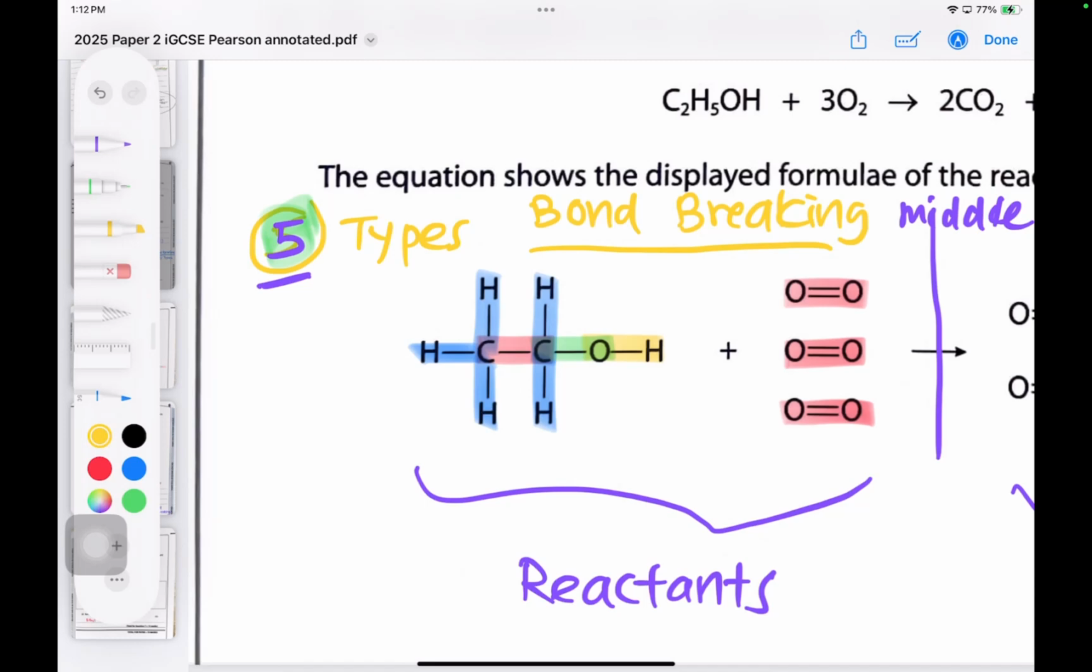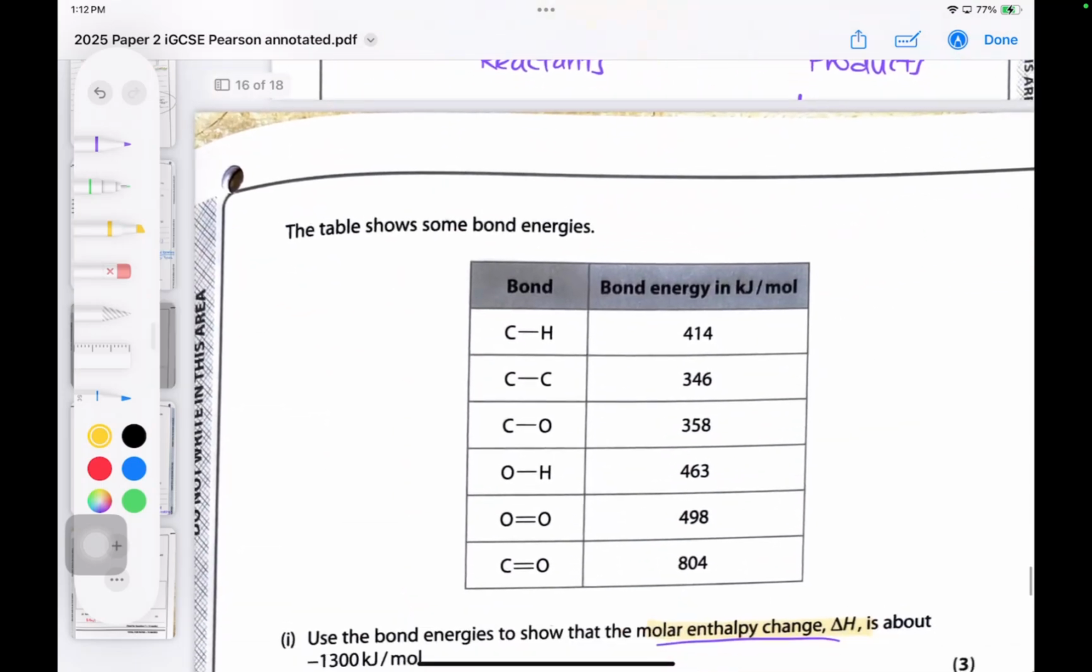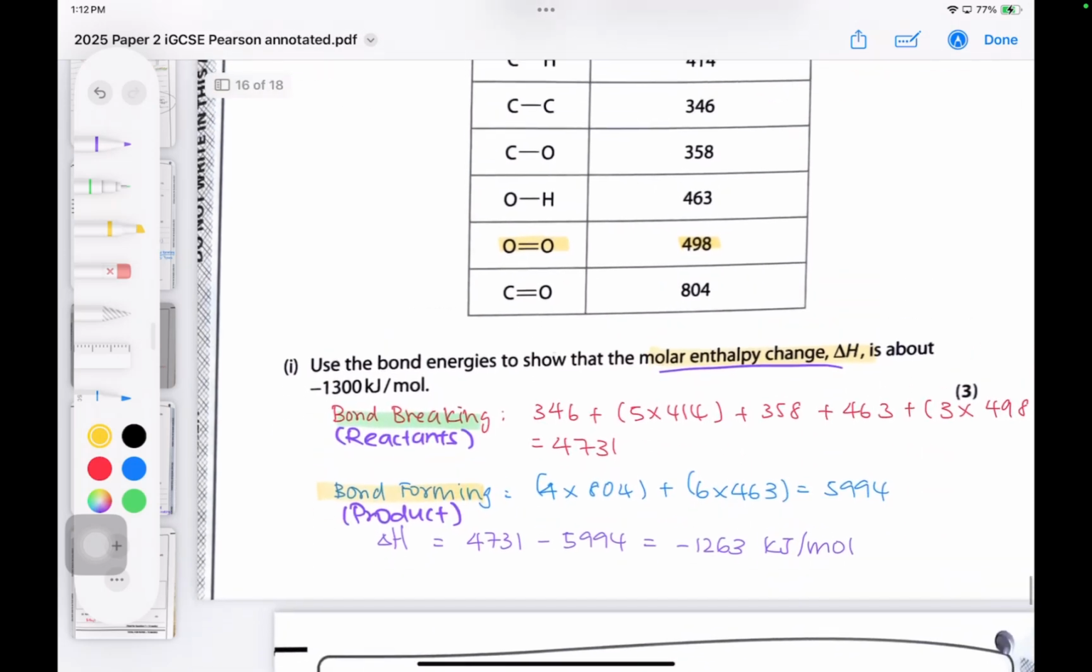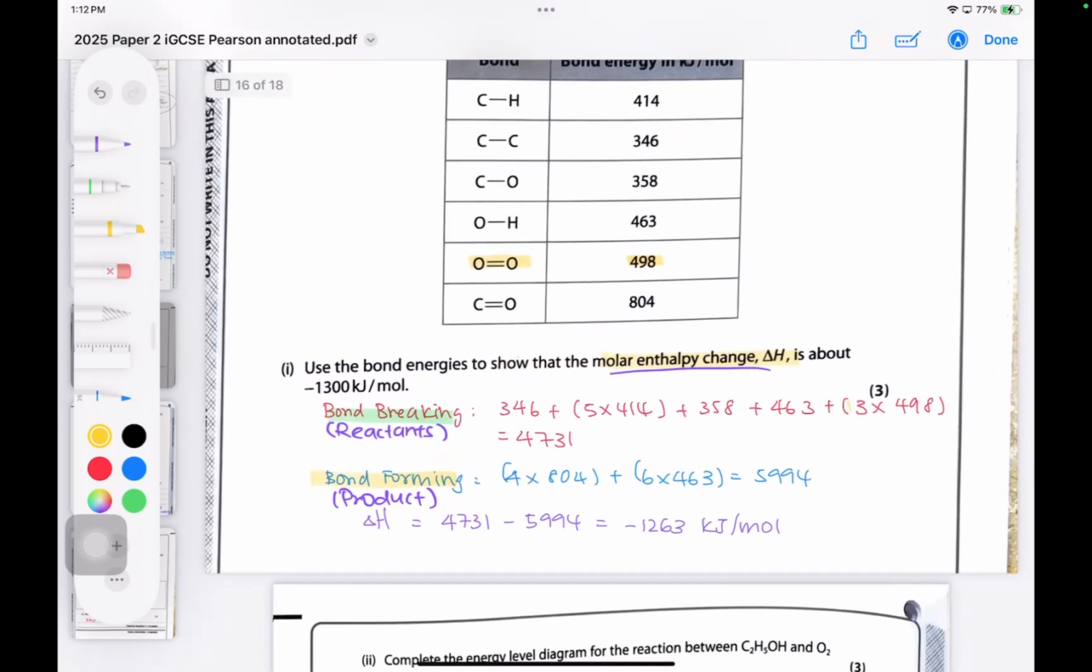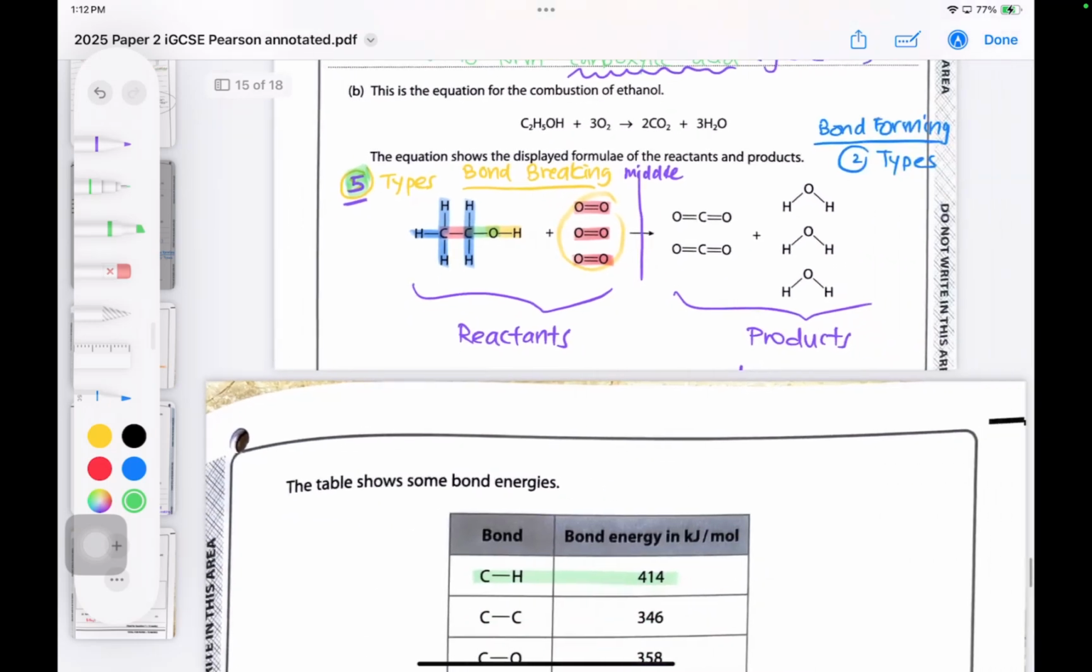So what you need to do is, say for example, you are looking at 3 sets of O=O double bond. Identify the O=O double bond, there are 3 sets, and you multiply that 3 sets by 498. So this is what I've done as part of my working for my reactants. So that's my oxygen. And what exactly is this 5 times 414? I've got 5 sets of C-H bond on the reactant side, as you can see in blue. So that's why I multiply.